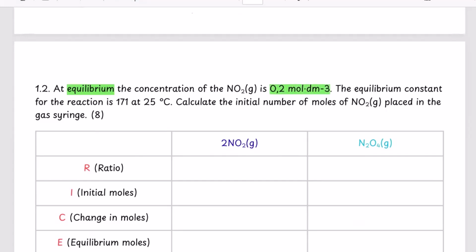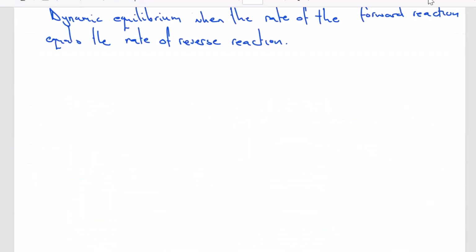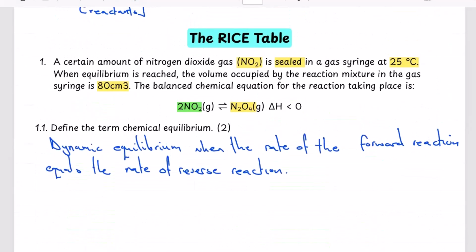We're given the concentration of NO2. Then the equilibrium constant for the reaction is 171, at a temperature of 25 degrees. Then we have been asked to calculate the initial number of moles of NO2 gas placed in the gas syringe. If we go up to the top, we know we're given a volume of 80 cubic centimeters.